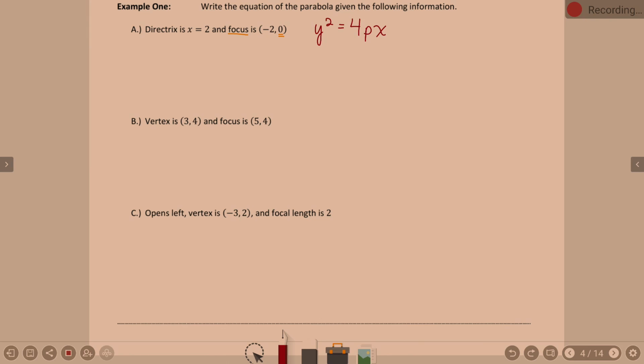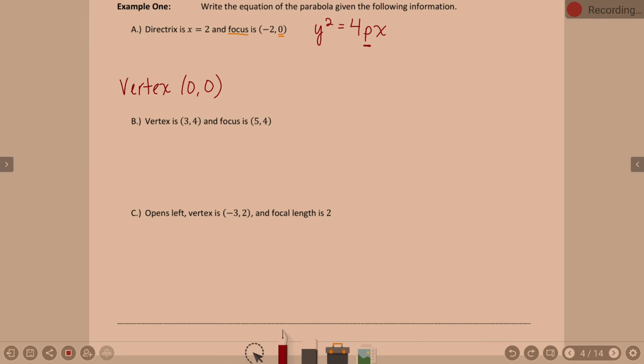Now, what did we already decide the vertex was? 0, 0, didn't we? Okay, because we decided we need to use that chart because there was a 0 in the focus. What do I need? I only need one piece of information. x and y are variables. What's the only piece of information I need to fill in? I need my p-value.